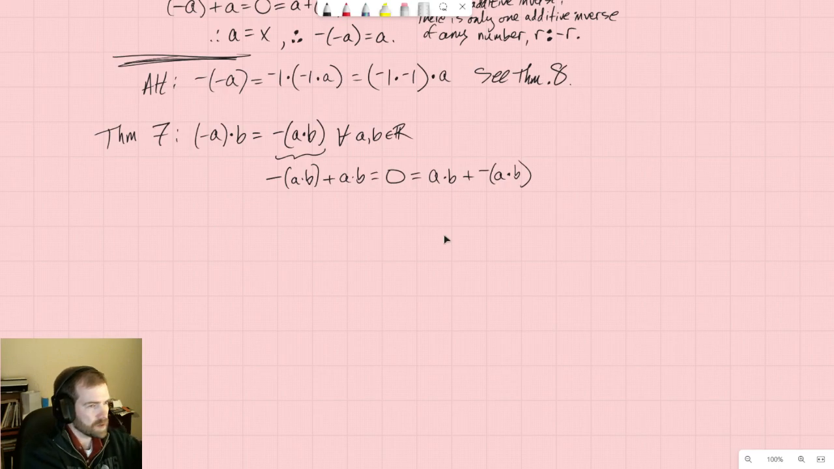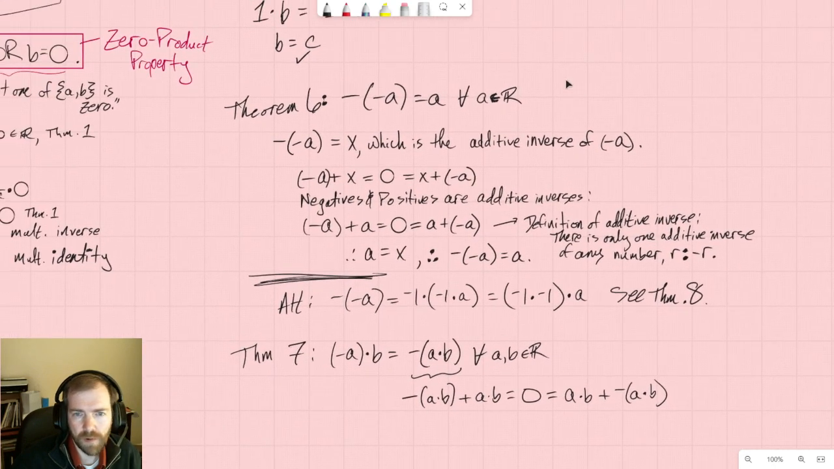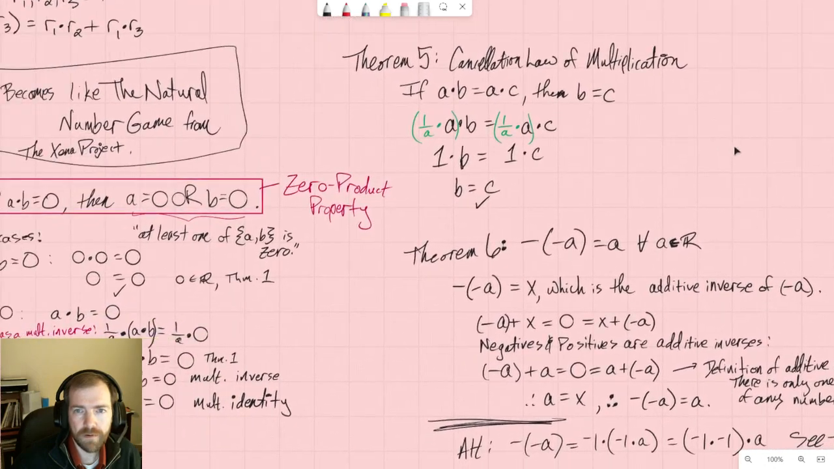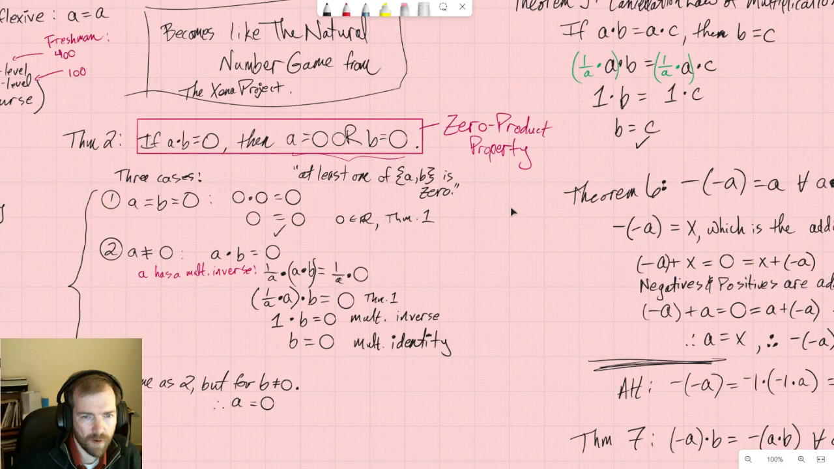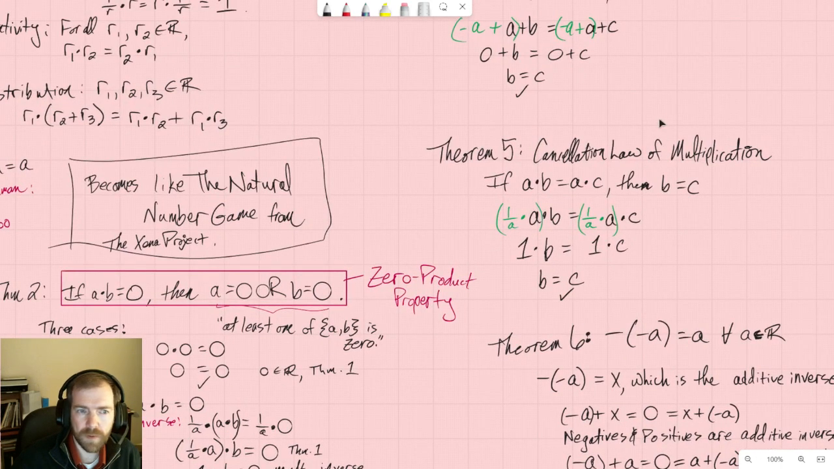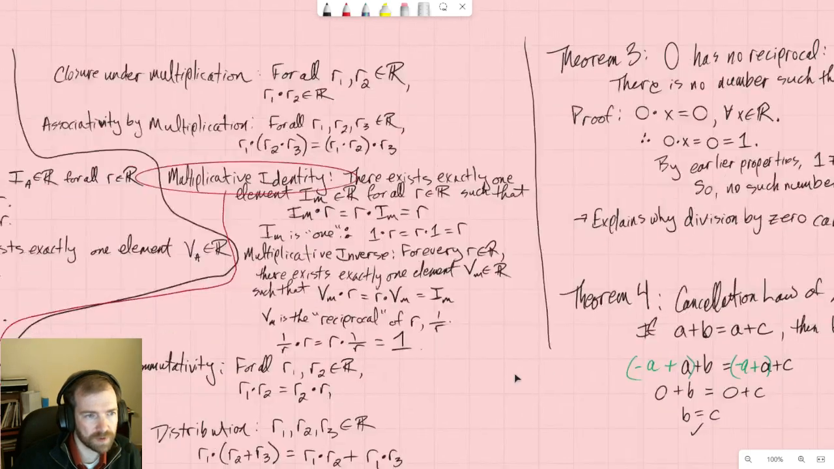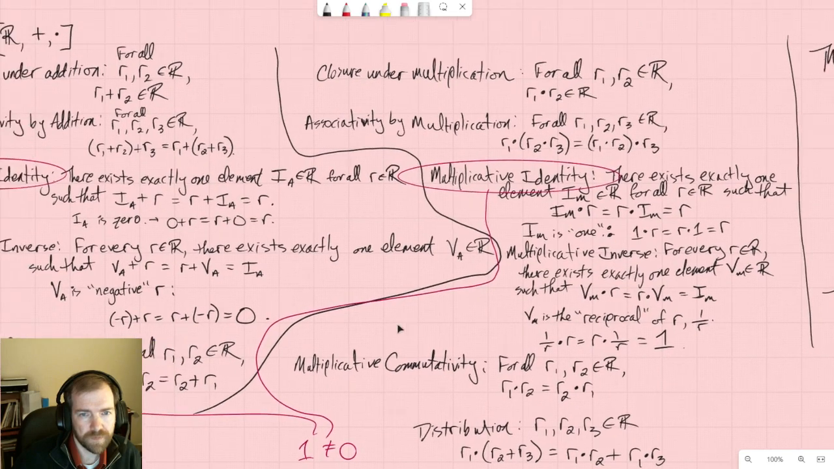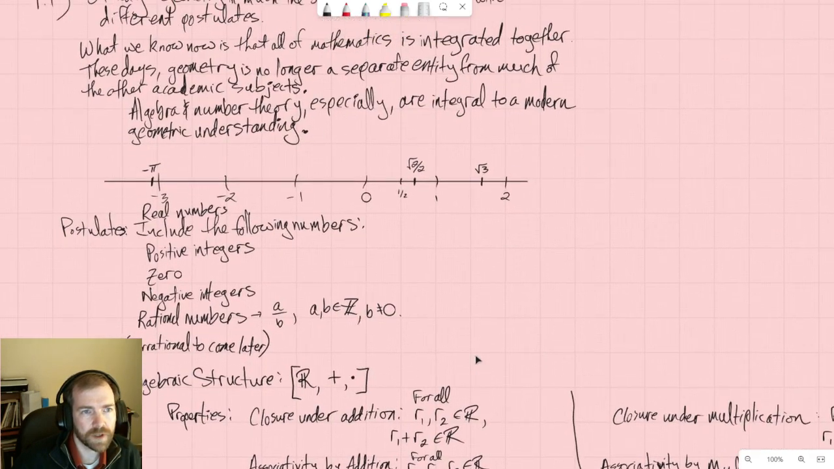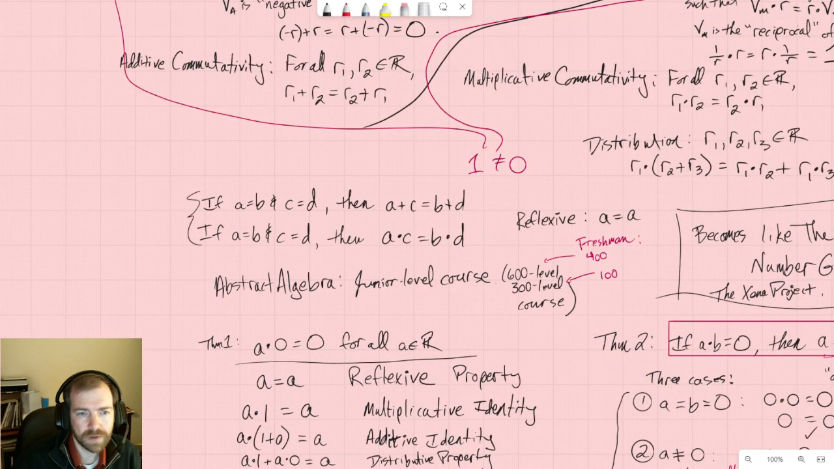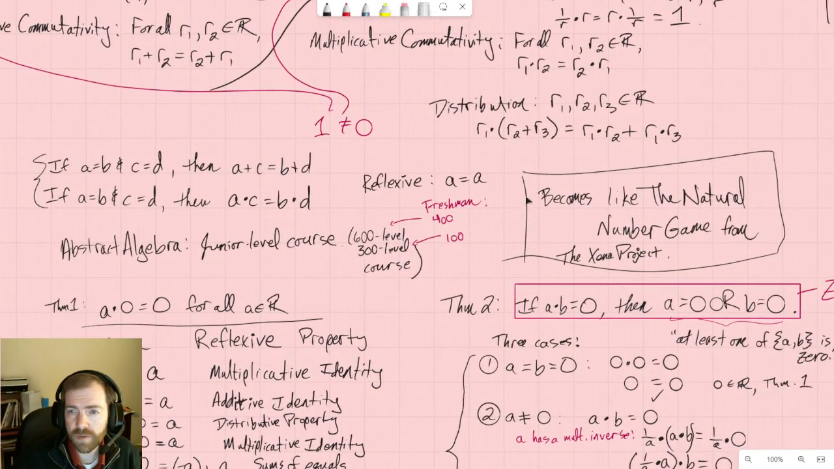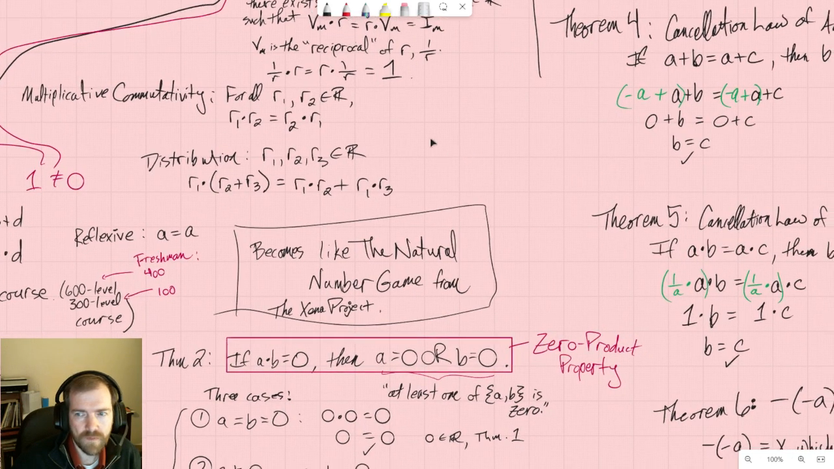Alright, we are allowed to use the things above. So what else have we talked about up here? Cancellation law of multiplication. Zero product property. Cancellation law of addition. 0 has no reciprocal. Additive identity, multiplicative identity. Commutativity, distribution.